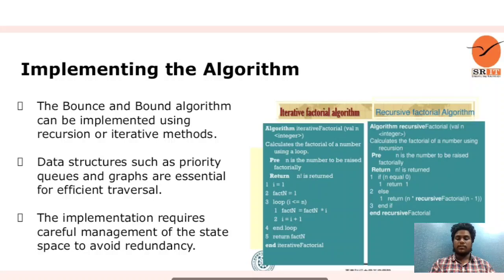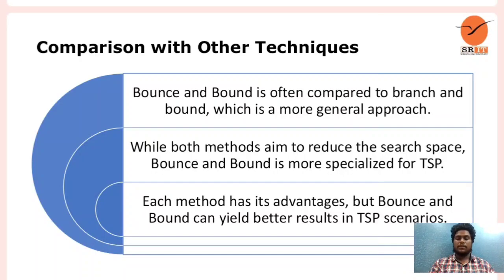Time complexity. You can see the diagram clearly here. Next, comparison with other techniques. Branch and bound is often compared to bound and bound, which is a more general approach. While both methods aim to reduce the search space, branch and bound is more specialized for TSP. Each method has its advantages, but branch and bound can yield better results in TSP scenarios.